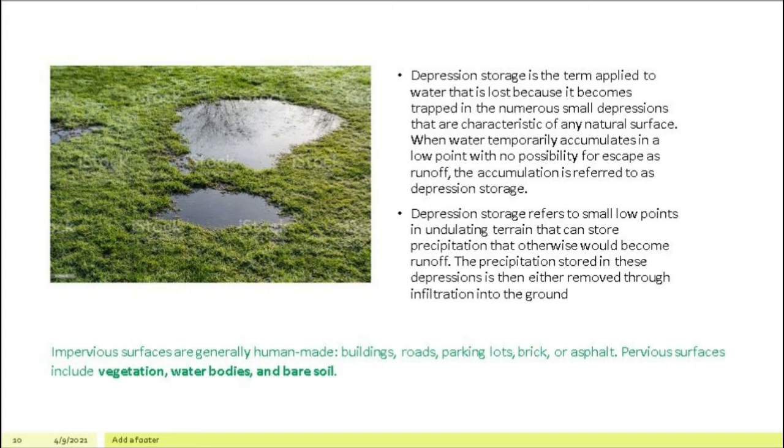as depression storage. Depression storage refers to small low points in undulating terrain that can store precipitation that otherwise would become runoff. The precipitation stored in this depression is then either removed through infiltration into the ground or by evaporation. Depression storage exists on both pervious and impervious surfaces. Impervious surfaces are generally human-made, like buildings, roads, parking lots, bricks, or asphalt, while pervious surfaces include vegetation, water bodies, and bare soil.